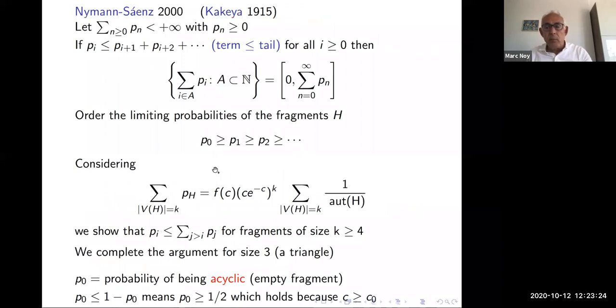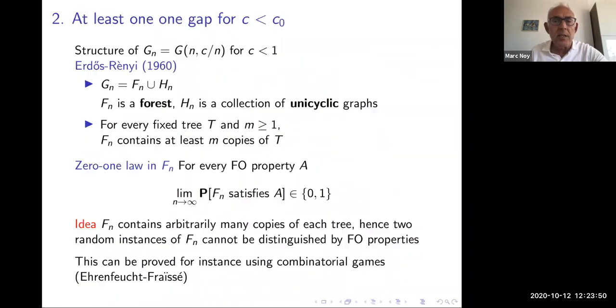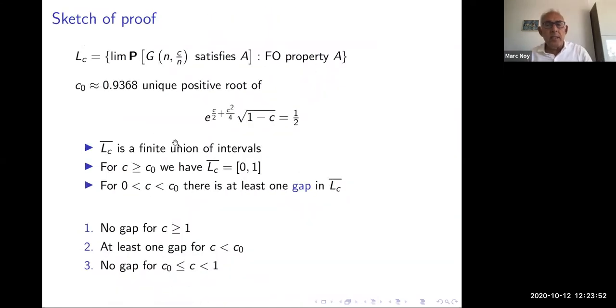And this completes the proof, except that there is another companion of this theorem: if this condition holds, the turn is less than the tail, not for all i but for i large enough, then this set is a union of finitely many intervals. And this is a condition that is already contained in this check that we did below. So summarizing, we have shown that this is always a union of intervals. Above or at c0, there are no gaps. And below c0, there is at least one gap.